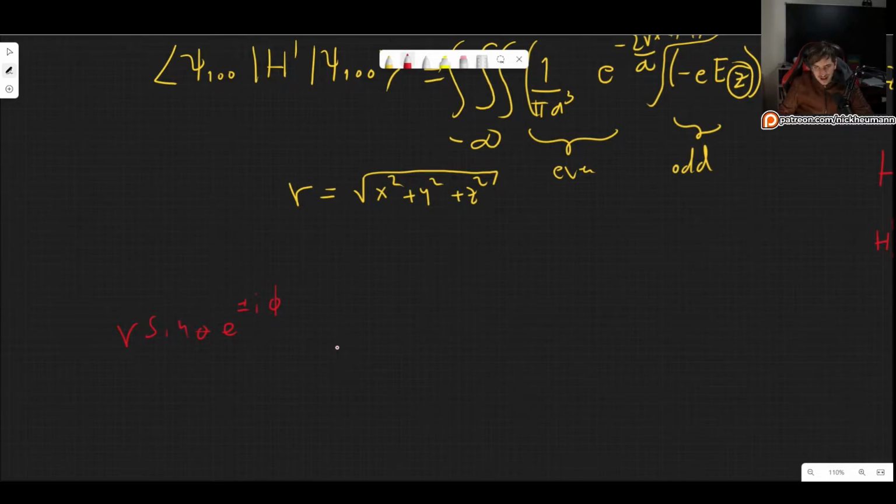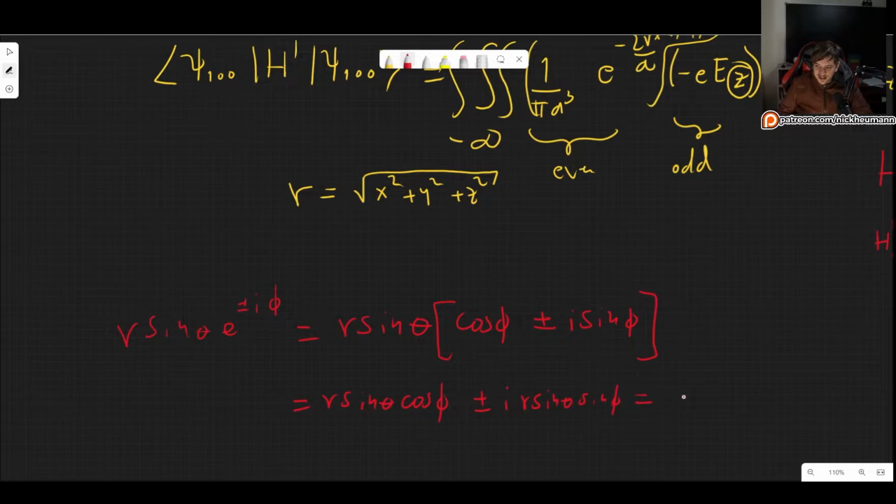It's a bit hard to see. So let's try to transform this. Now, from Euler's formula, we know, of course, how we can rewrite this complex exponential. We know that it is cosine of phi plus or minus i sine of phi. But what we have here, if we multiply, of course, we get r sine theta cosine phi plus or minus i r sine theta sine phi.